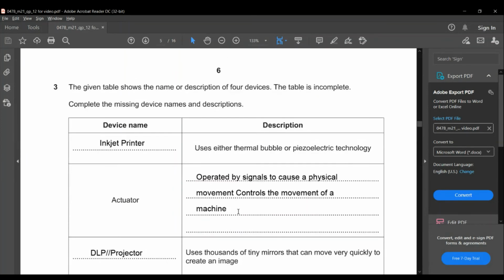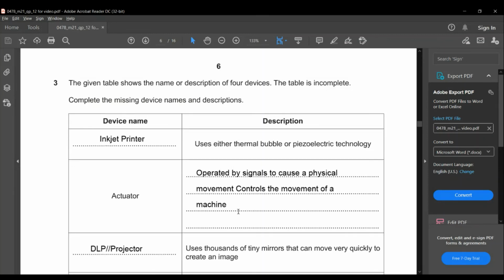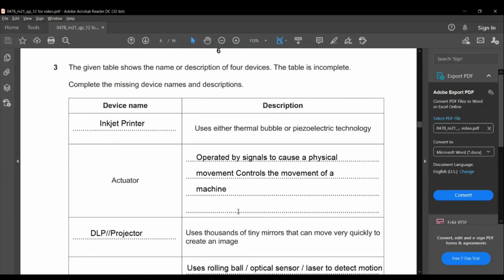Now moving on to the next question. The given table shows the name or description of 4 devices. The table is incomplete. Complete the missing device names and descriptions. Device name and the description are given in this tabular column. The first one, the description is given. You have to find the device name.